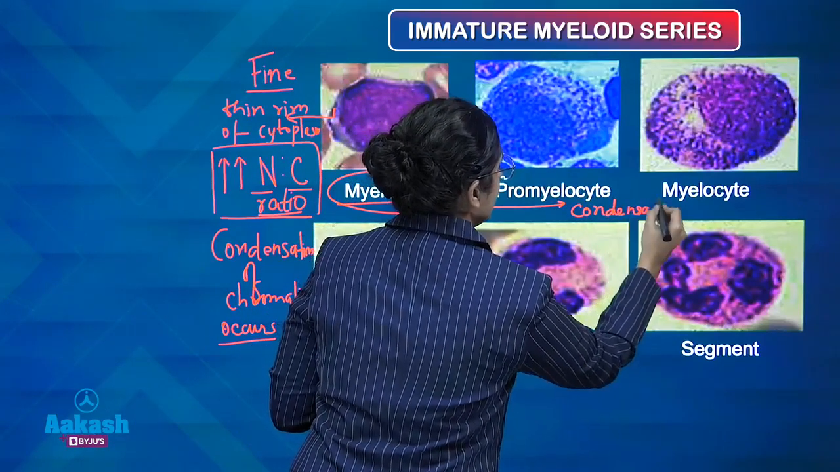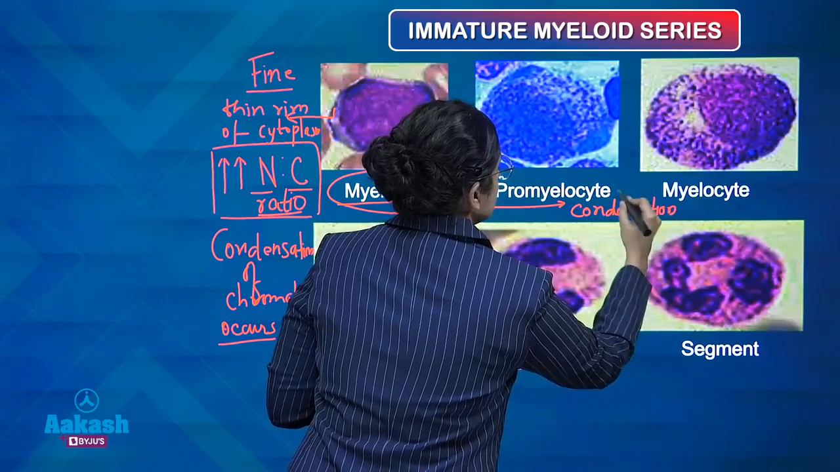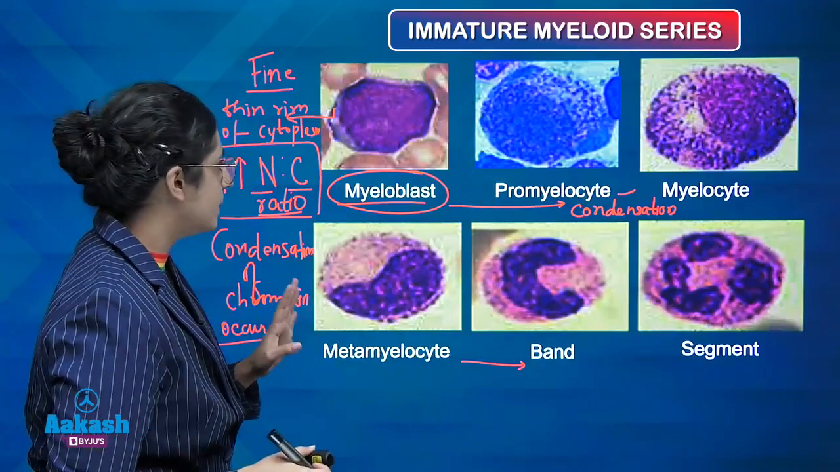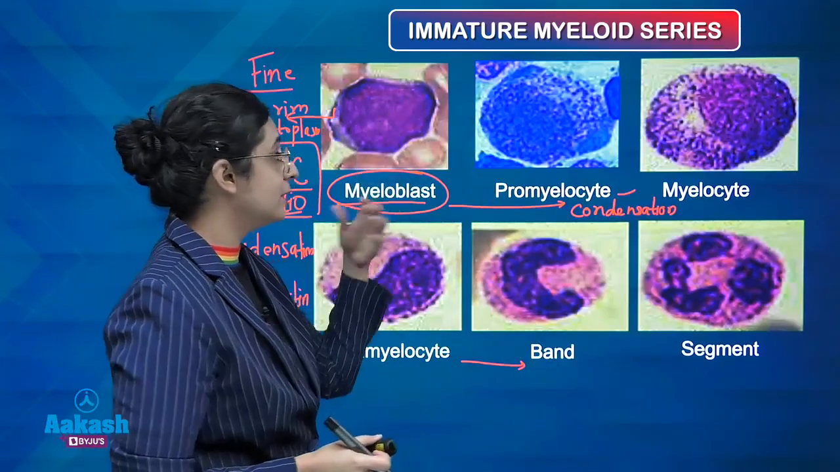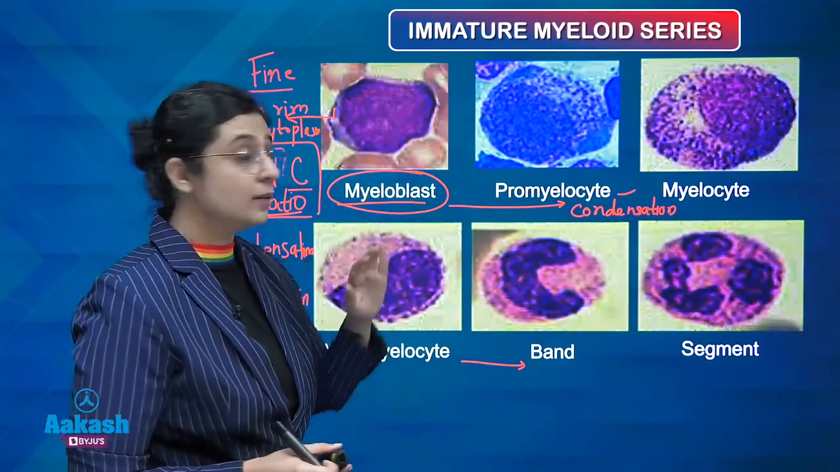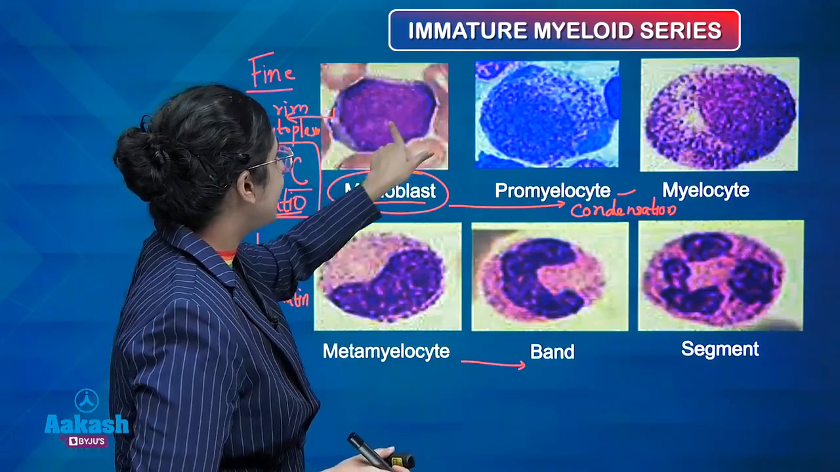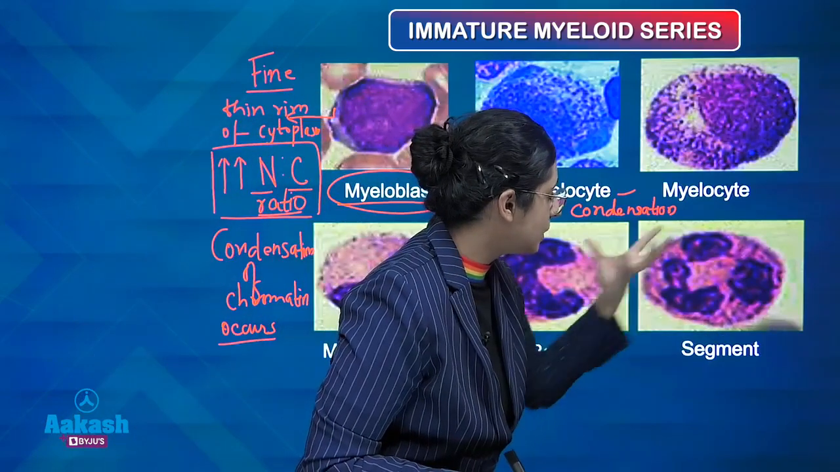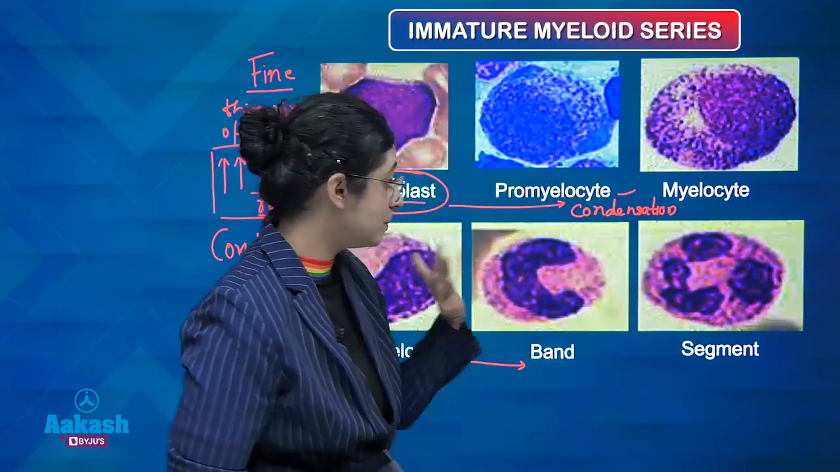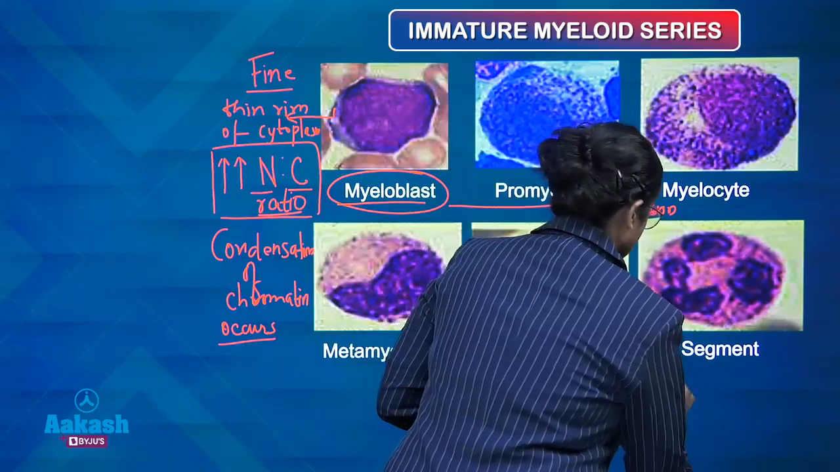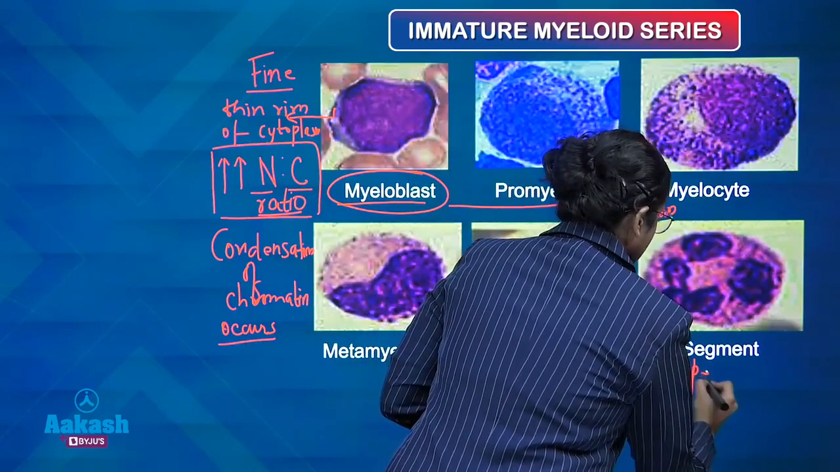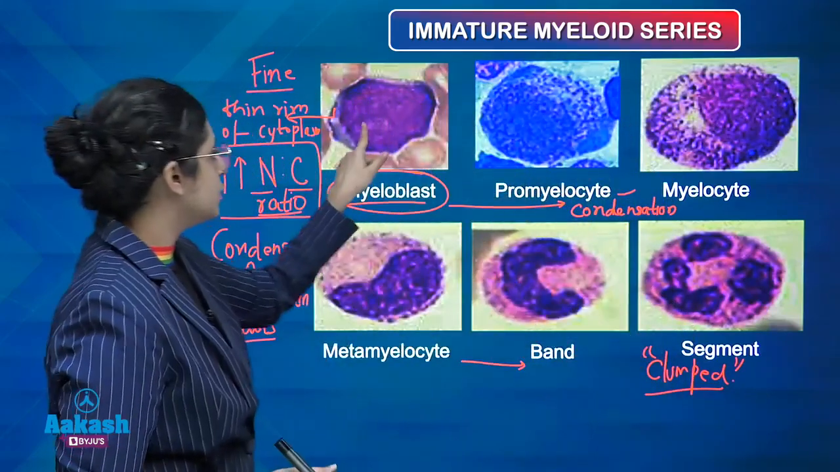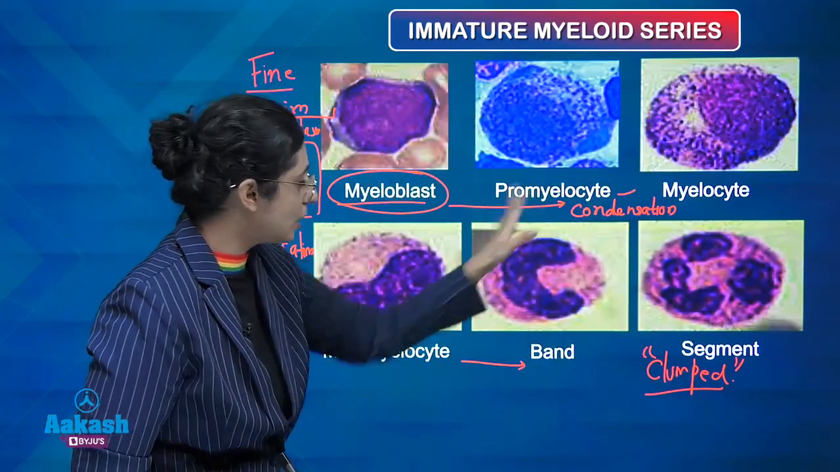How will you identify condensation of chromatin? So students, at the level of MBBS, it may appear difficult to you, so I will tell you a simple thing. A fine chromatin means something which is looking transparent, or with slightly whitish spaces in between, compared to a condensed chromatin, which is much darker and clumped. Darker and clumped appearance in case of a mature cell. So this is an immature cell. This is in fact the most immature out of all these.